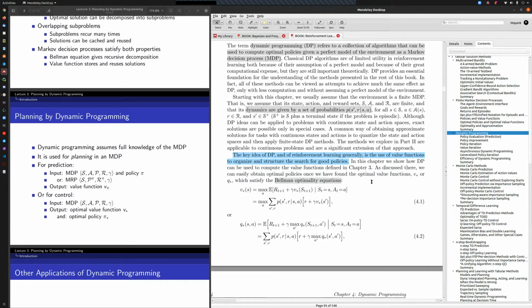And the other thing is we have assumed that the environment is a finite MDP, with the state, action, and reward sets, as I've just alluded to, with the set of probabilities, and the reward R. S plus is the terminal state if the problem is episodic. So that's the notation that we use.